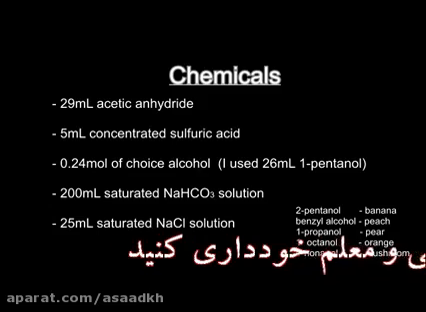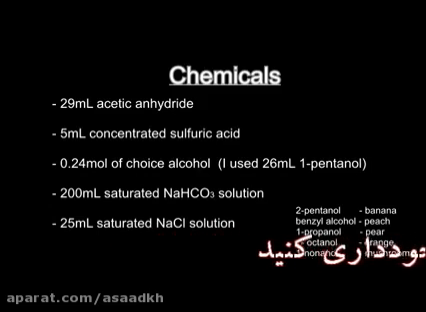For this experiment, I'm going to use 29 milliliters of acetic anhydride, 5 milliliters of concentrated sulfuric acid, 26 milliliters of 1-pentanol, 200 milliliters of saturated sodium bicarbonate solution, and 25 milliliters of saturated sodium chloride solution. You can also use 0.24 moles of an alcohol of your choice. In the bottom right corner is a list of the alcohols and the smell of their corresponding acetate derivatives.